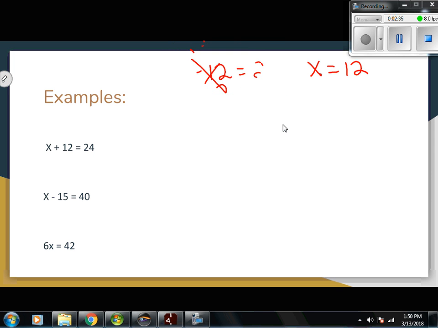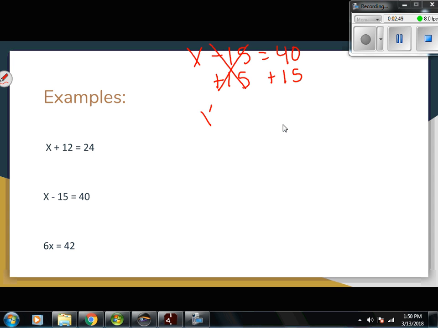Look at my next problem. x minus 15 equals 40. What is the problem asking me to do? It's asking me to subtract. What is the inverse operation of subtraction? It's adding. I'm going to add 15 to both sides. This cancels out. I'm left with x is equal to 55. If I go back in and I substitute 55 in for x, 55 minus 15 does equal 40. I've done my math correctly.